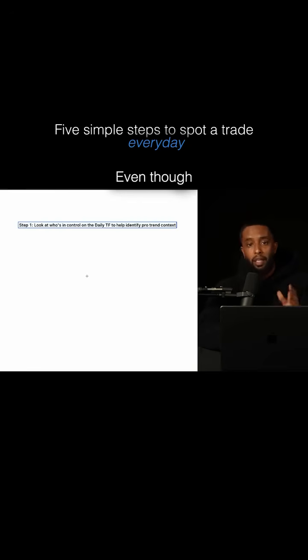Overall, on the daily, even though we're not going to use a daily to execute, but overall on the daily, who's in control? Who has the upper hand? Buyers or sellers? And one way to identify this is through market structure. Market structure gives you direction. It doesn't give you execution.